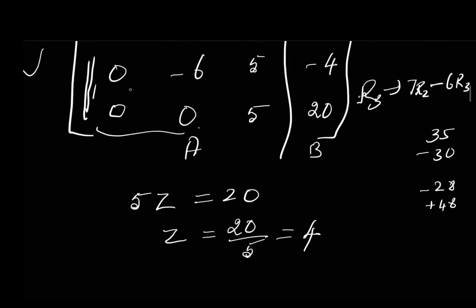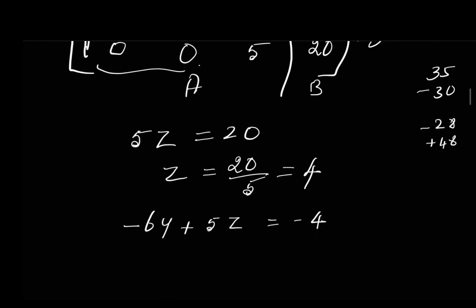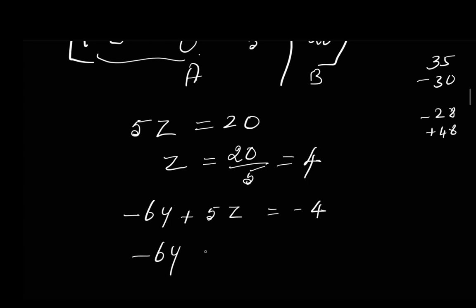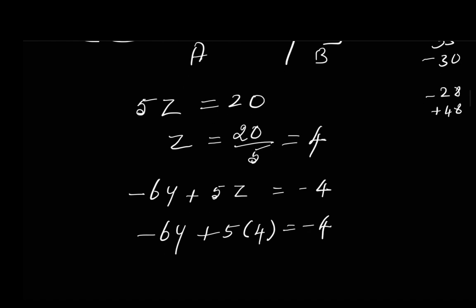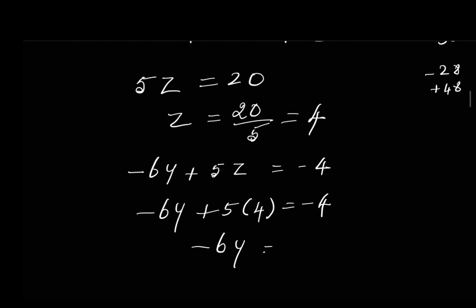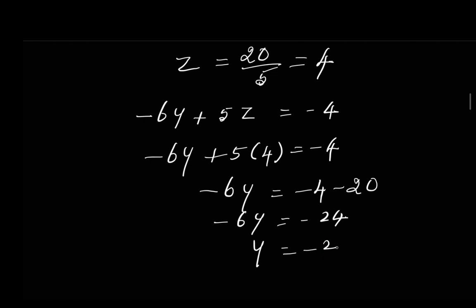Take the second equation. X coefficient is 0, y coefficient is minus 6y plus 5z is equal to minus 4. Substitute z as 4, minus 6y plus 5 into 4 equal to minus 4. Minus 6y plus 20, take it to the other side, minus 20. Minus 6y equal to minus 24. So y is equal to minus 24 by minus 6, that is 4. Y value is also 4.